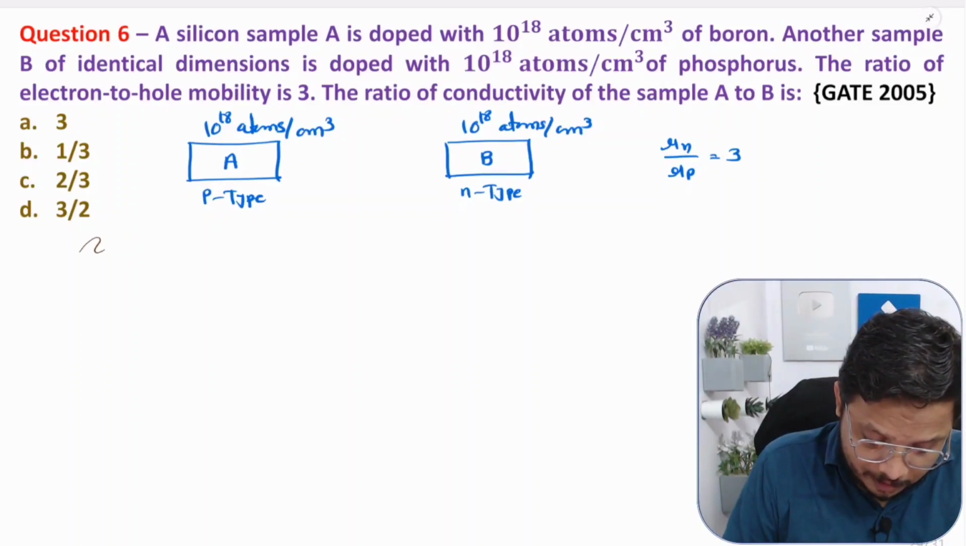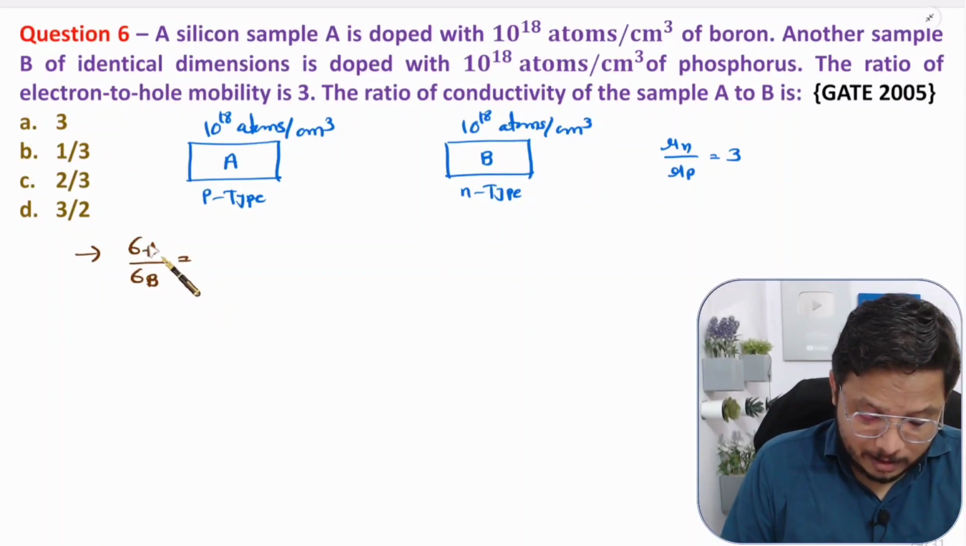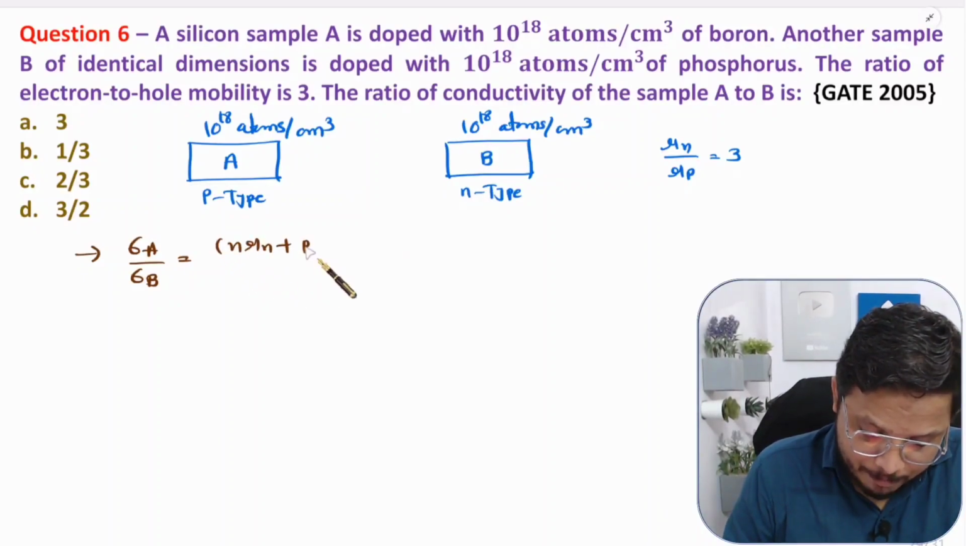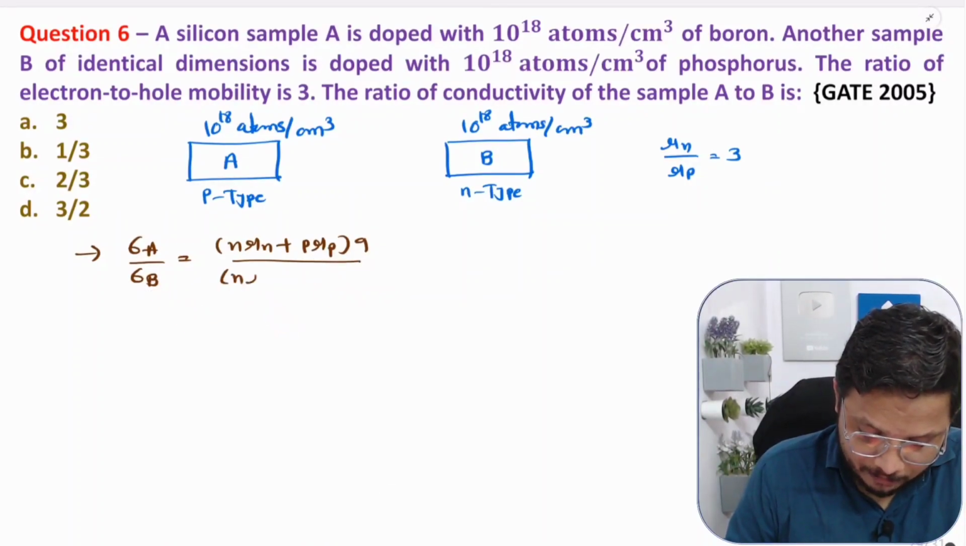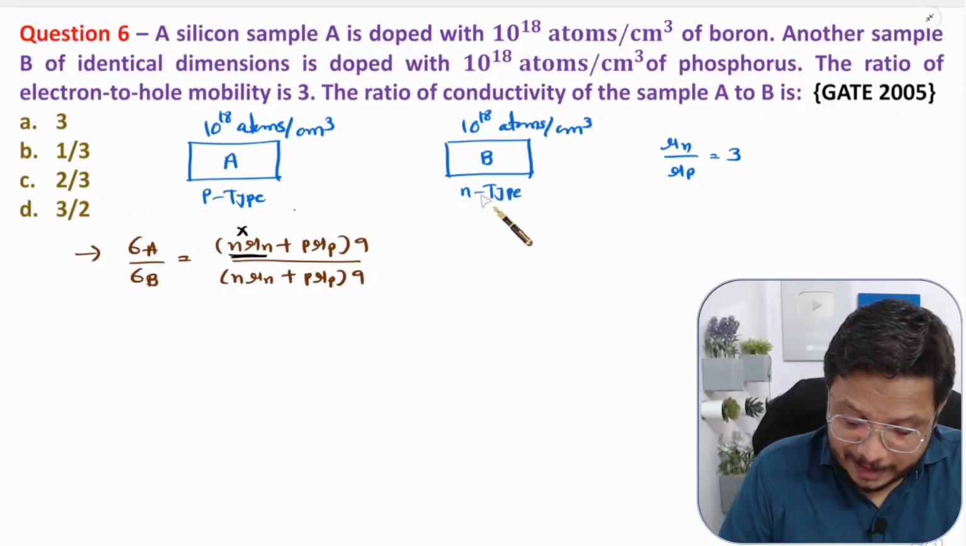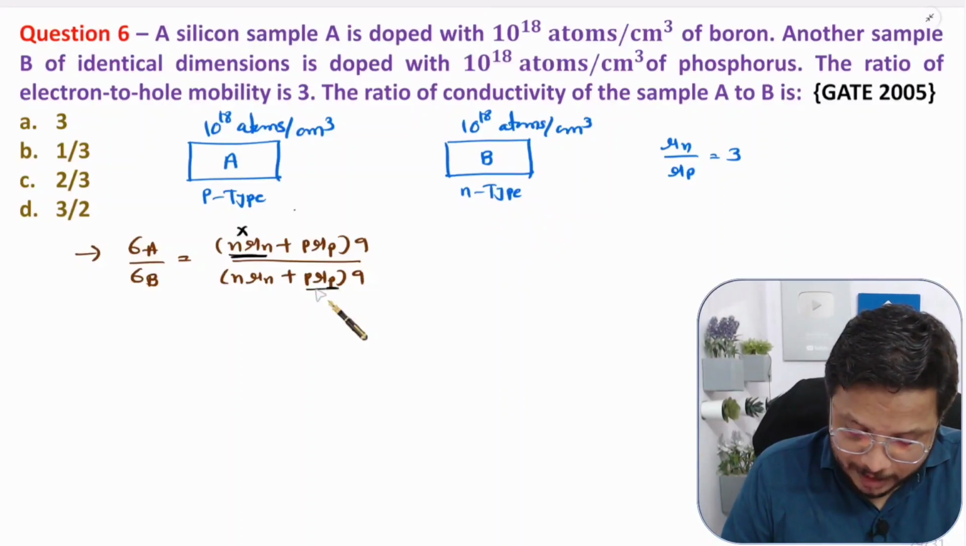So what is the question? The question is conductivity of A divided by conductivity of B. What is conductivity? Conductivity is N mu N plus P mu P, into charge. For A and for B, the formula is the same, right? There is no difference. But here we need to see what is A and what is B. If you observe, A is P-type. So in that you will have to ignore N mu N. Why? The reason is that it is quite small. And B is N-type. So in N-type, P mu P will be quite small, so you have to ignore this.